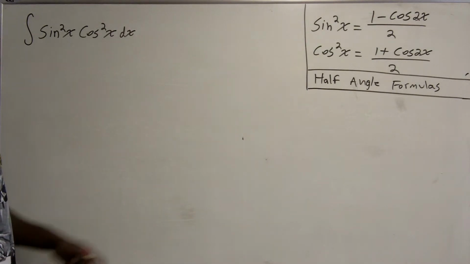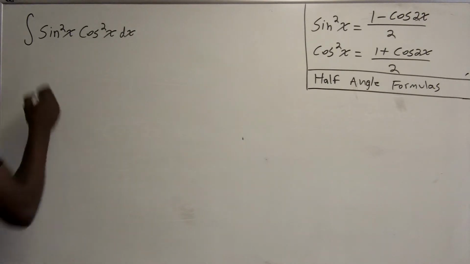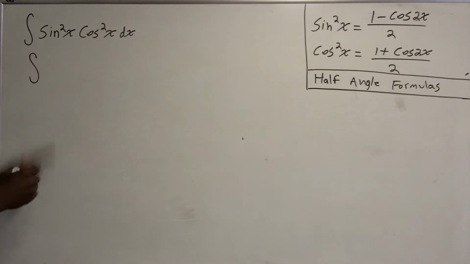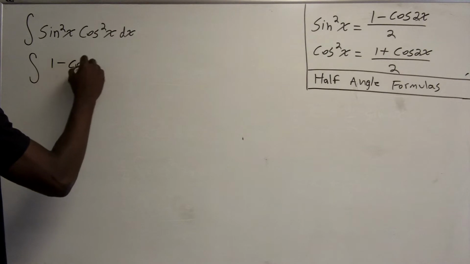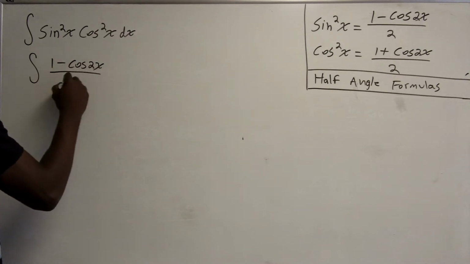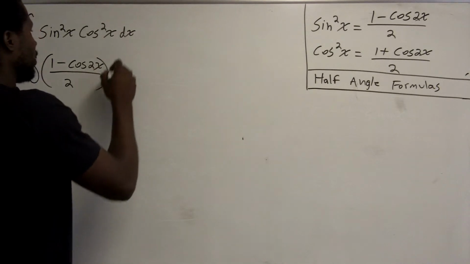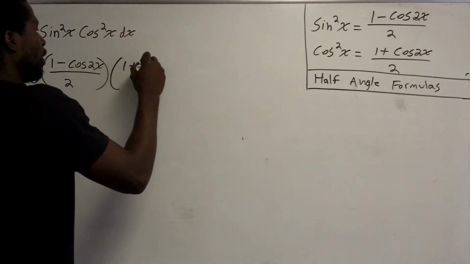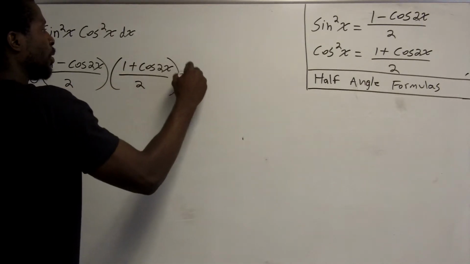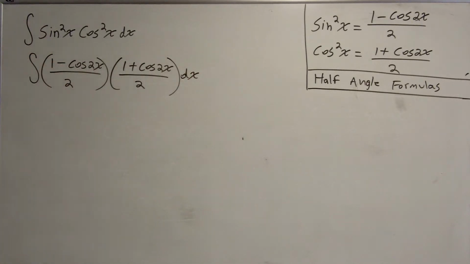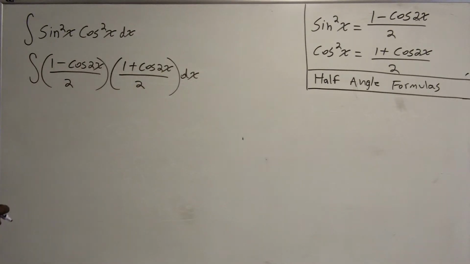So what we're going to do is resort to the half-angle formulas. I'm going to modify this integral using those half-angle formulas. The sine squared of x is equal to (1 minus the cosine of 2x) over 2. The cosine squared of x is equal to (1 plus the cosine of 2x) over 2, dx. Okay, so once you've done that, notice now you have sines or cosines to the first power.